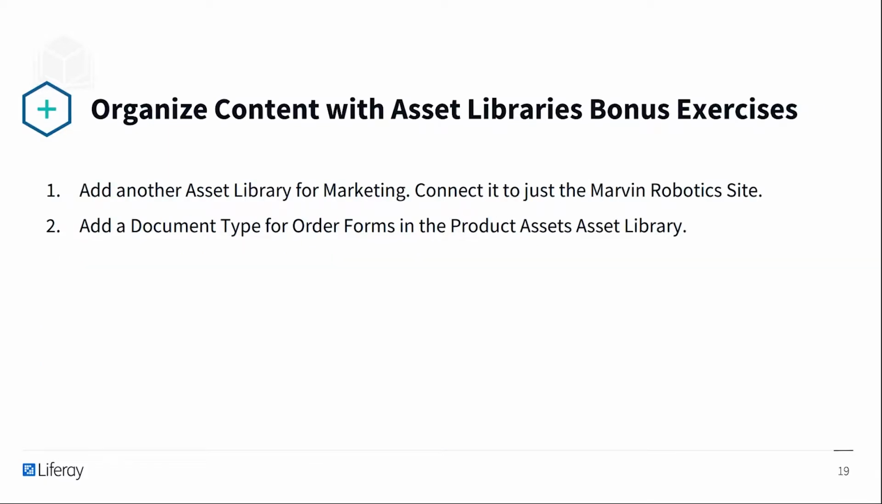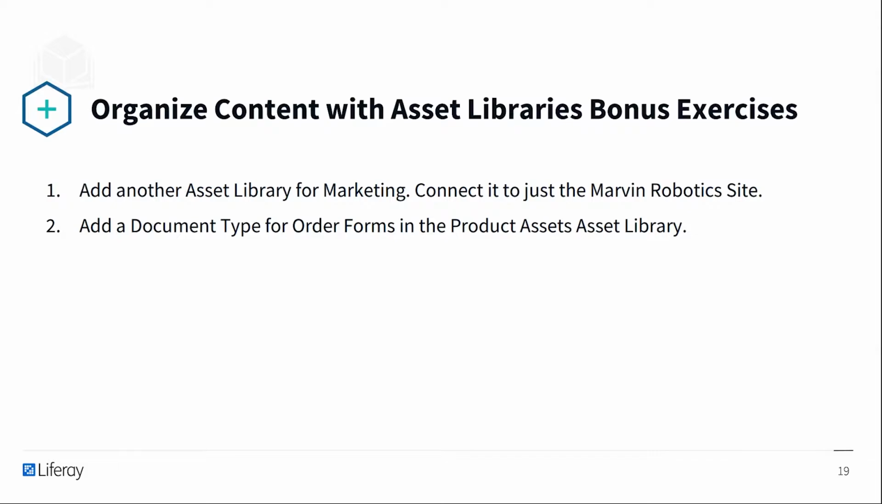There are also a few bonus exercises for this section. Add another asset library for marketing. Connect it to only the main Marvin Robotics site. Add a document type for order forms in the product assets asset library. We won't cover these in this video, but feel free to complete them on your own when you've completed the main exercise steps.